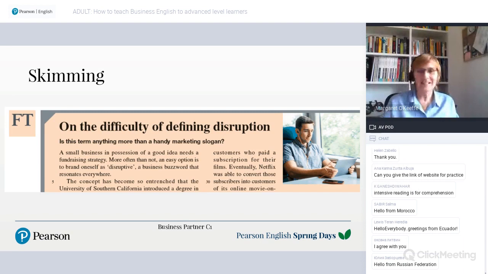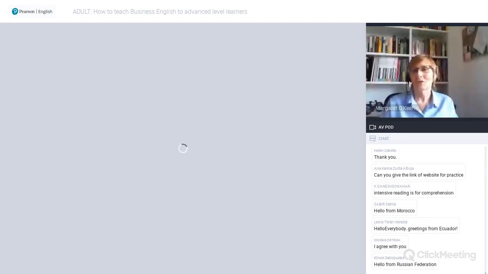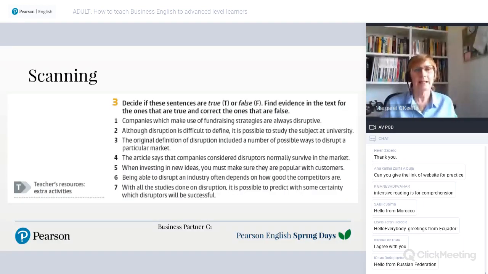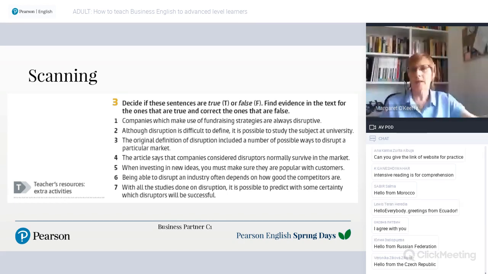And then the next thing we're going to do with this is get students to do another subskill, which is scanning. And what they're doing here is they're finding evidence in the text for these statements. Are they true or false? So what they're doing now is they're looking at each thing. So fundraising strategies, find the reference to fundraising strategies, that expression in the text, and see if they can find out if that information is true or false. So it's a scanning exercise.